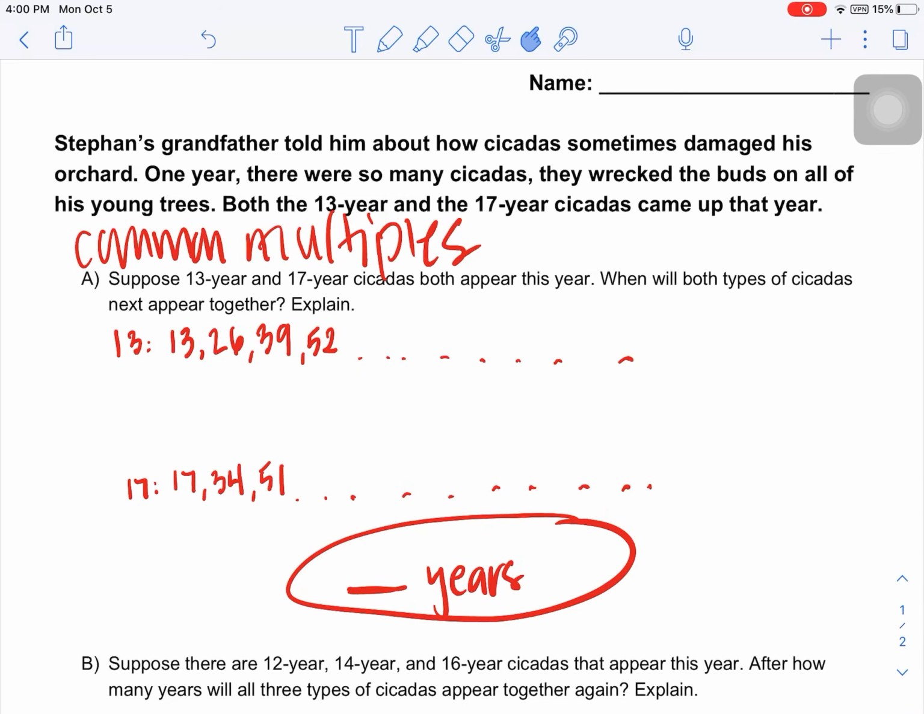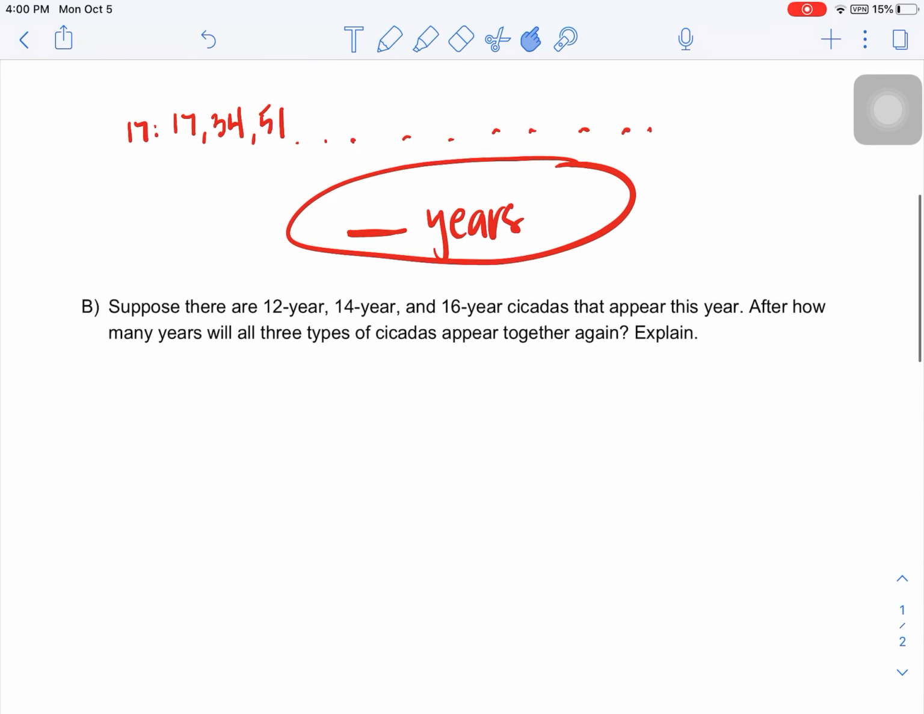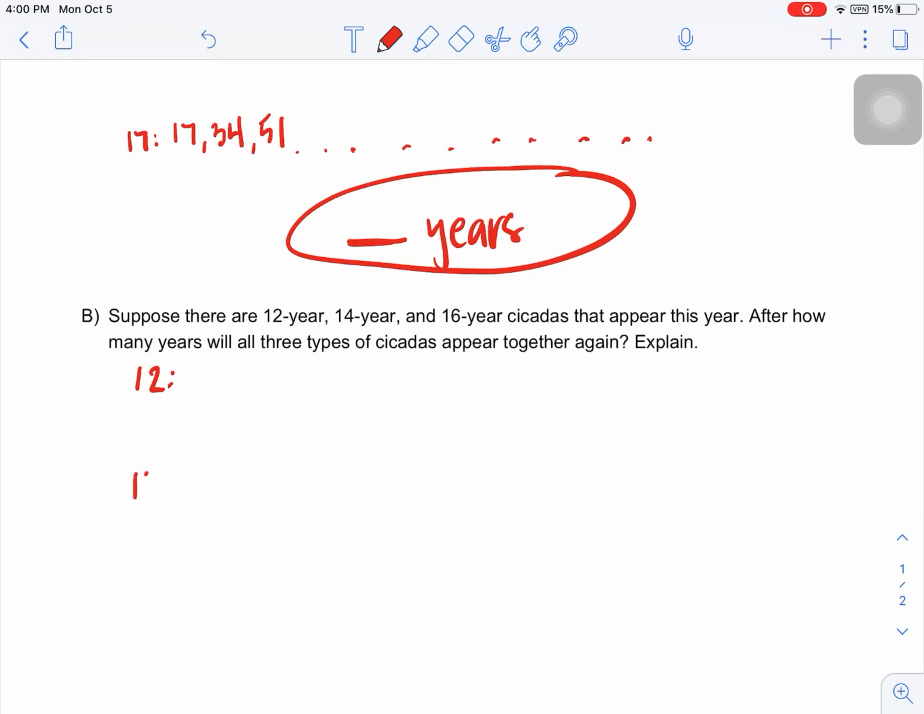When you are done with A, you're going to do B. Now, the only thing that changes on B, it says, suppose there are 12-year, 14-year, and 16-year cicadas that appear this year. After how many years will all three types of cicadas appear together again? Explain. So you're doing that same process. The only thing that's different is there are 3 of them that you need to do.